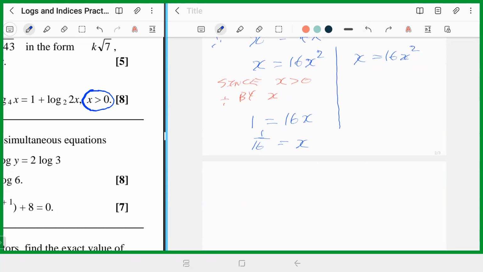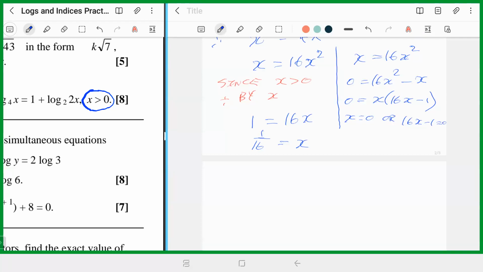If you don't want to divide by the x because you don't know, let's say you didn't know that x was greater than 0, then to solve this, you would turn it into a quadratic and factorize. So I would, for example, bring this x over here, and I would get 0 equals 16x squared minus x. Then I would factorize the x out of that, because that's the only factor in this. So I would get 0 equals x into 16x minus 1. So then I will be getting x equals 0, or 16x minus 1 equals 0.